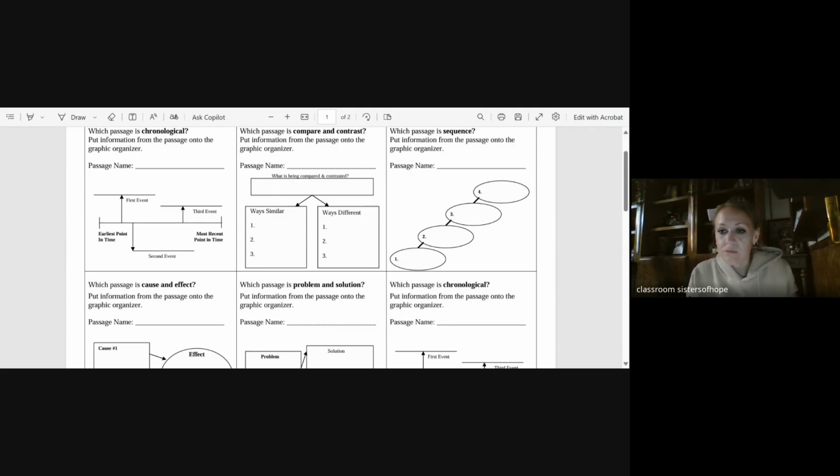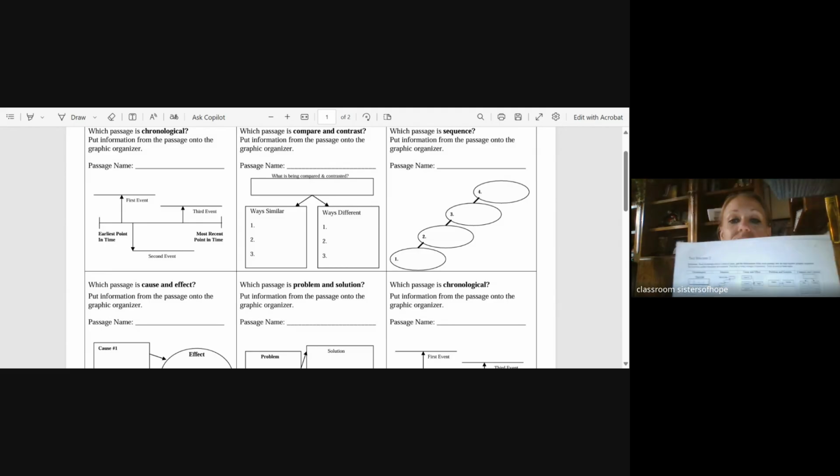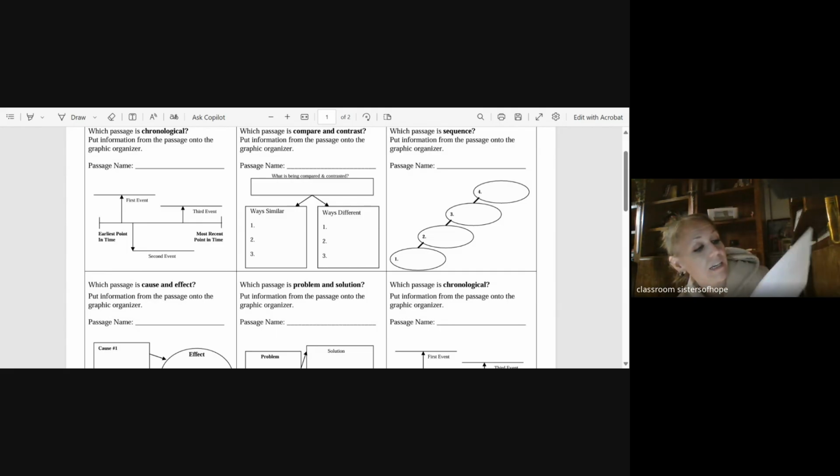All right. I'm going to call it for the night. You've got one other sheet that is more practice on text structure. It's for you to read over on the weekend. And it's got some more graphic organizers. You wouldn't have to fill them out, but at least just identify some of those keywords and be able to explain why those different passages are those different text structures.